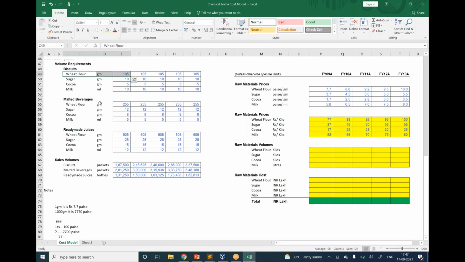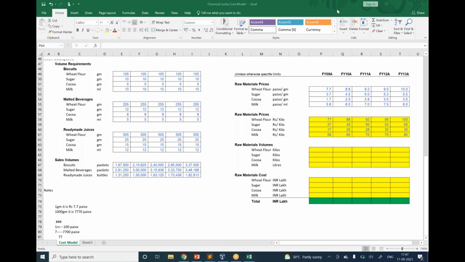For biscuit, you need 105 grams. For malted, you need 255 grams. For wheat flour, you need 505 grams. For ready-made juice. And how do I calculate volume? Selling price, we have already calculated. How do you calculate volume?